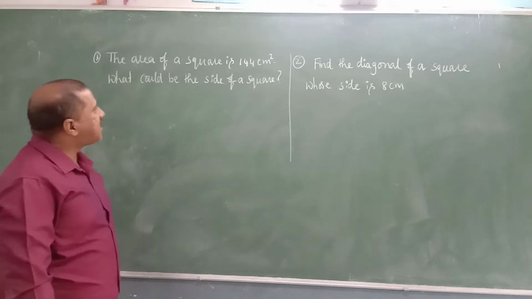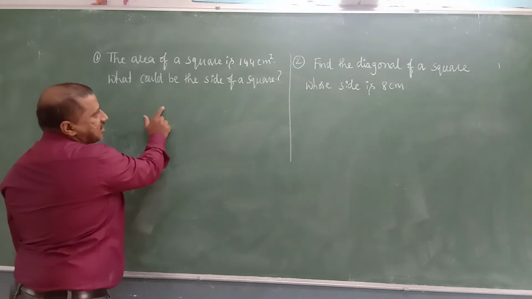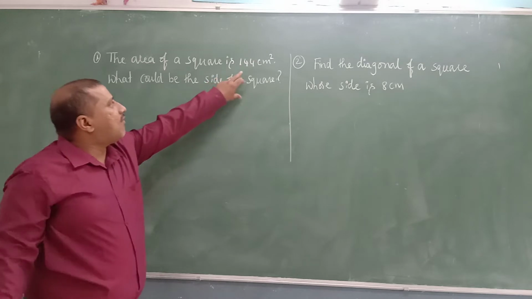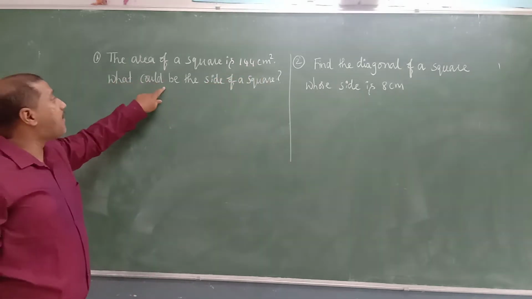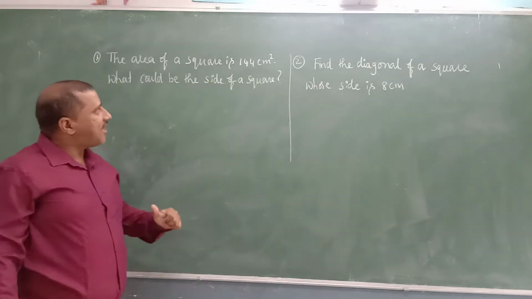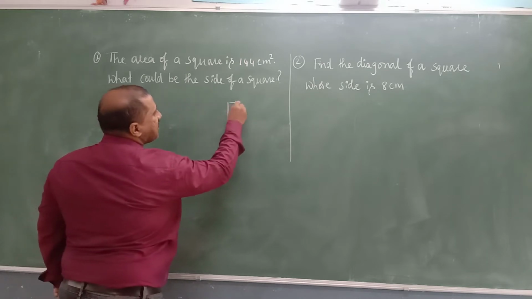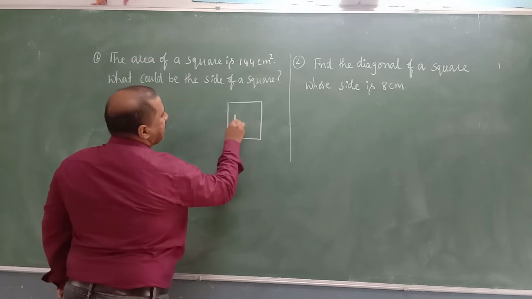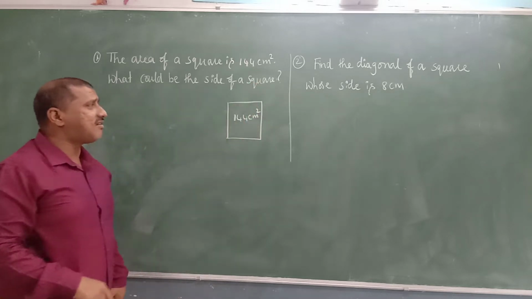Now observe these two situations. The area of a square is 144 centimeter square. What would be the side of the square? A square is given, whose area is 144 centimeter square. Then what is the side of the square?